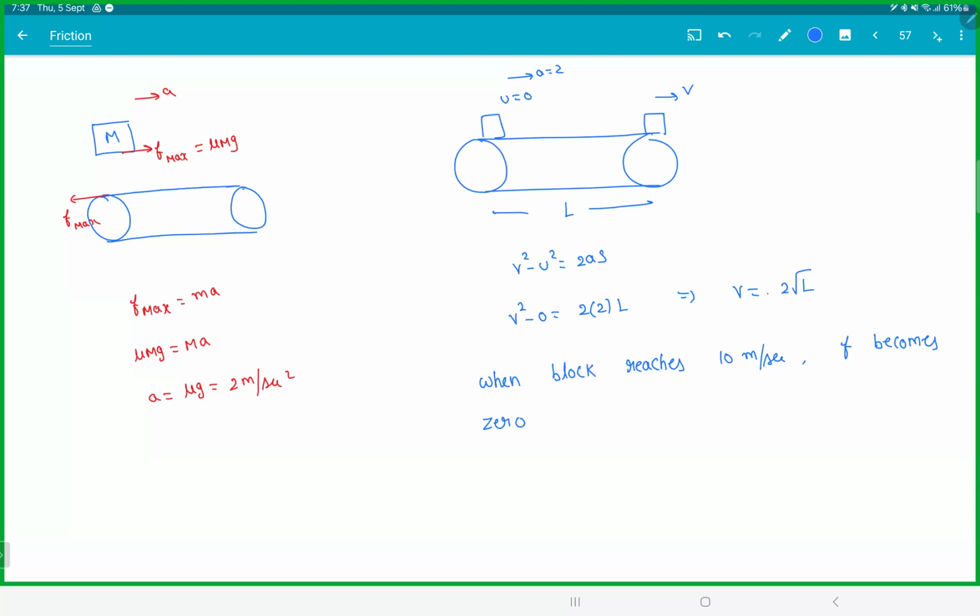I hope that is making sense. So there is a catch. So when the block reaches 10 meters per second, friction becomes 0 and block starts moving with constant speed. This is what actually happens on the travelator. You won't keep on increasing speed forever. There is a limit. You can't exceed the speed of the travelator. Then you have to start walking on your own. If you're just standing there, you can't exceed that speed. Block goes with constant speed 10, meaning you do anything, you keep the block there, you cannot exceed the speed of 10 meters per second.